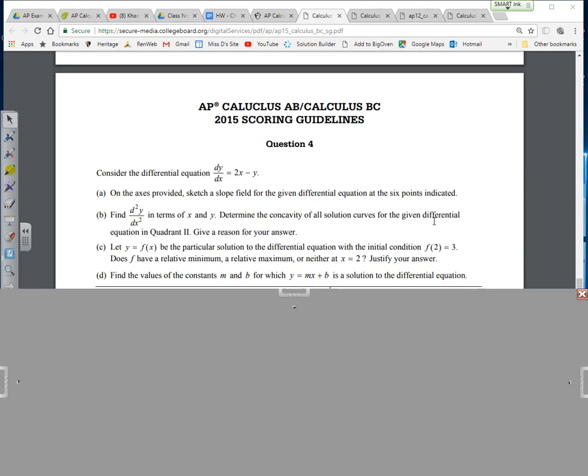But here, does it say find y equals f of x? No. It says let y equal f of x be the particular. Keep reading. There's your initial condition, true, but what's it say? All it's asking for is relative min, relative max, or neither. Well, if you just found the second derivative, what test are you going to be doing for the relative min or max or neither? The second derivative test.